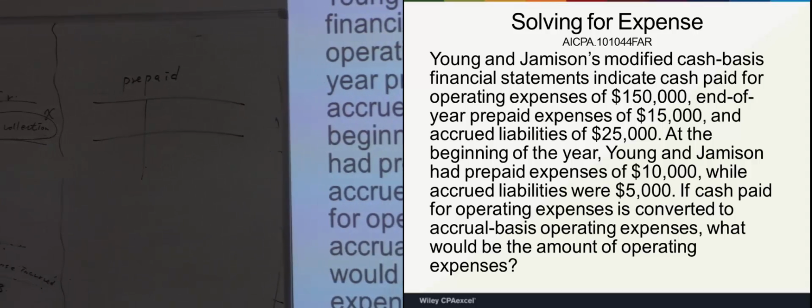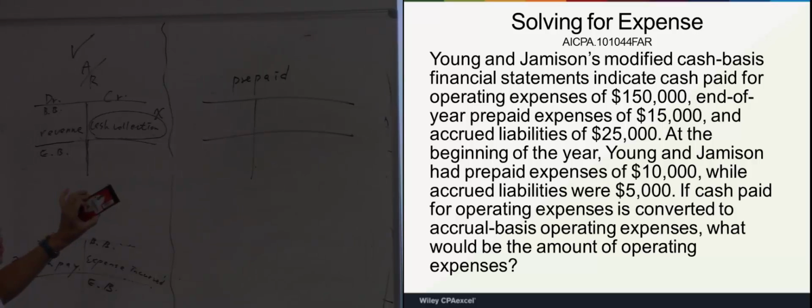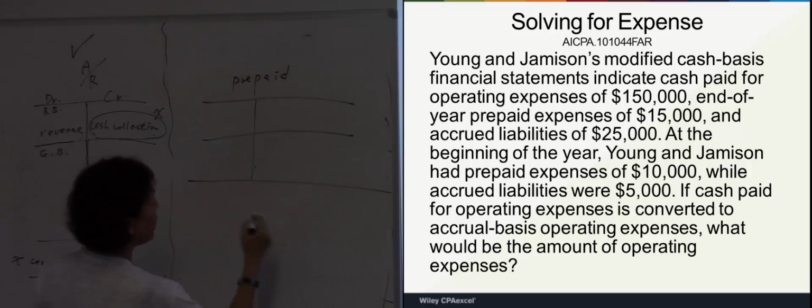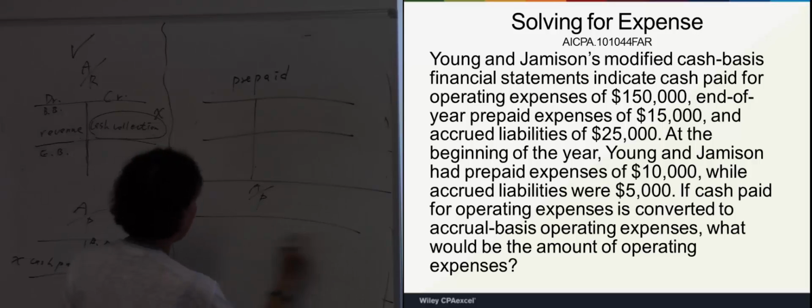So ending balance, end of year prepaid. Okay, let's start with the first one. Cash paid for operating expense. We have two accounts. One is accrued liability, which you can assume is accounts payable.